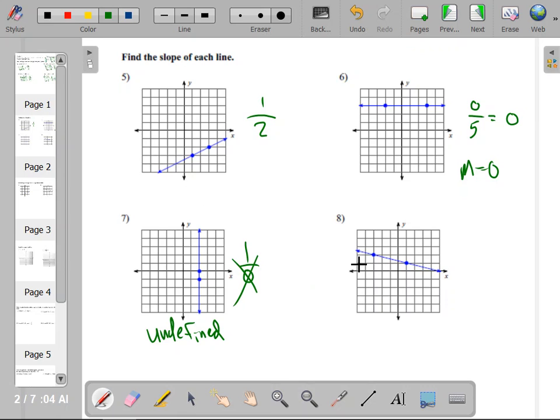And then the last one, I'm going to count my rise. Between those 2 points, I need to go down 1. So I'll say negative 1, and then I need to run 1, 2, 3, 4. So negative 1 over 4, there's my slope. That's given 2 points. You're just counting.